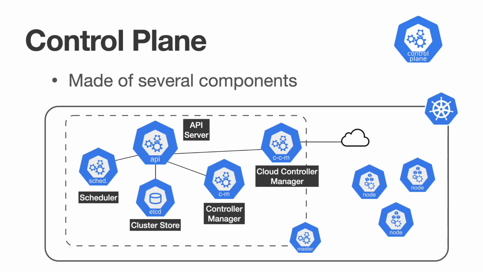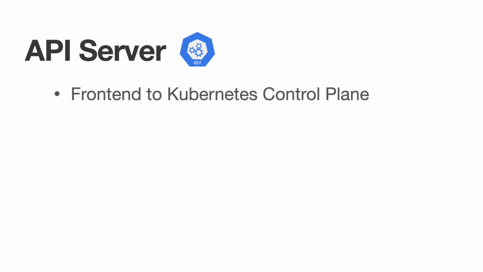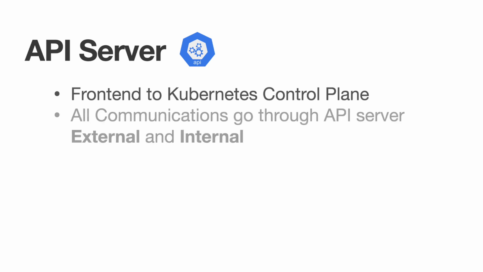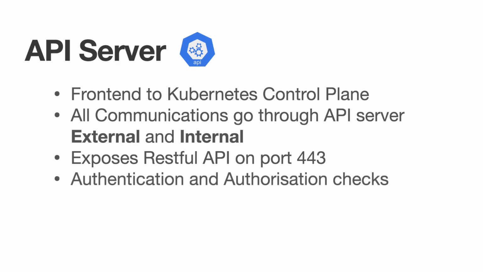So let's start with the API server. Now the API server is the front end to the Kubernetes control plane. All communications go through the API server. This includes external and internal, and it exposes a RESTful API on port 443. And also, in order for you to talk to the API, authentication and authorization checks are performed.